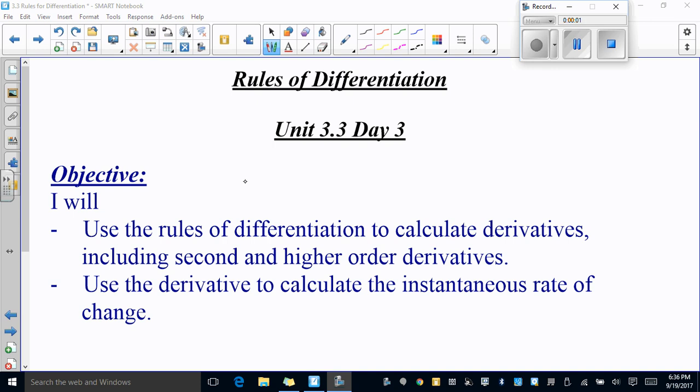Day 3, rules of differentiation. You're going to get a few more rules today, but hopefully by now you're getting set with the other basic derivatives.